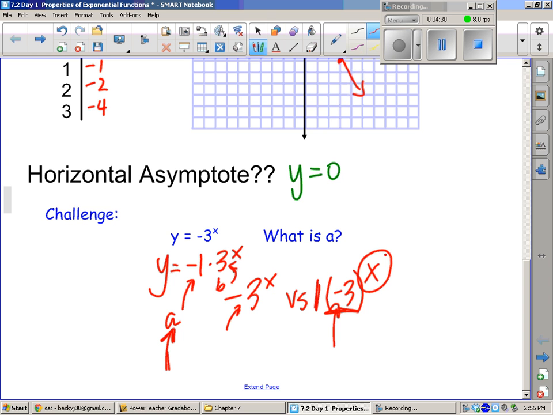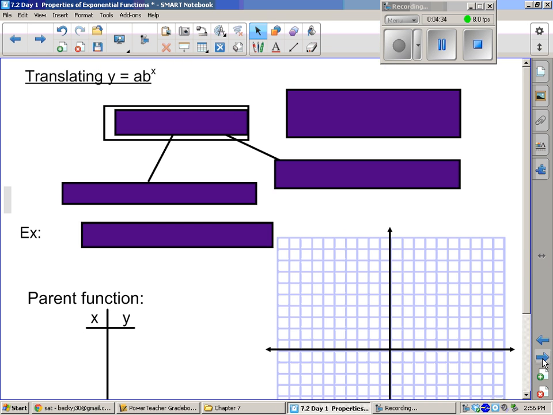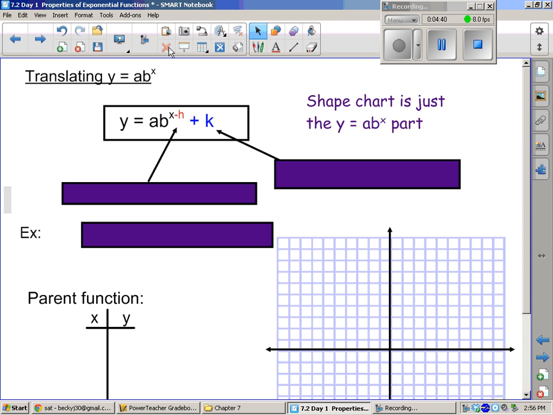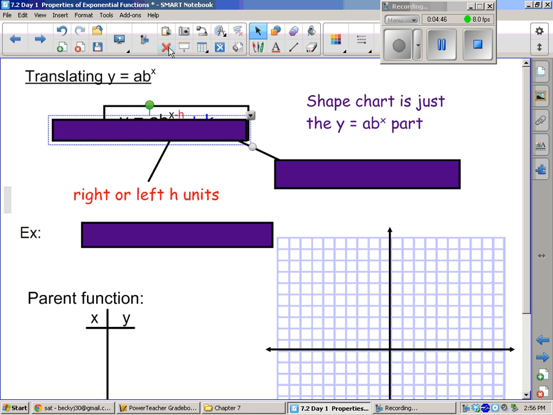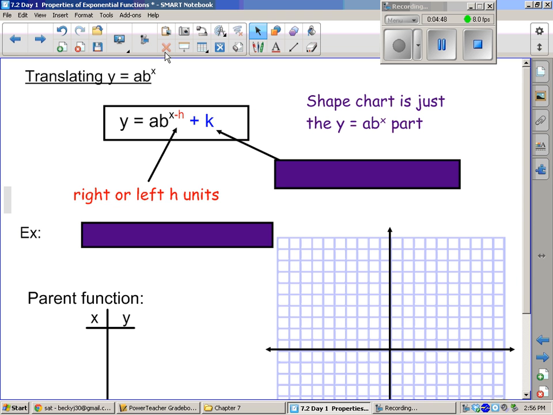All right, let's do some more graphing. Your favorite. Yay, translating. Okay, this is the h and k here. That's going to tell us to move either right or left and up and down. So the h tells us right or left. And now it's a -h.